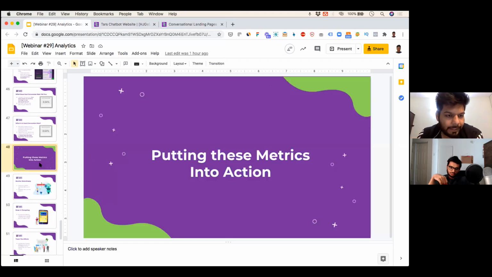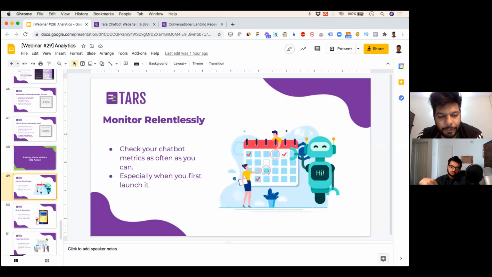So yeah, the next step is to just put these metrics into action, because the first step to doing anything is to measure. Unless you're measuring everything, you won't be able to fix. And once you start looking at these numbers, there are basically 3 steps to what you could be doing here.